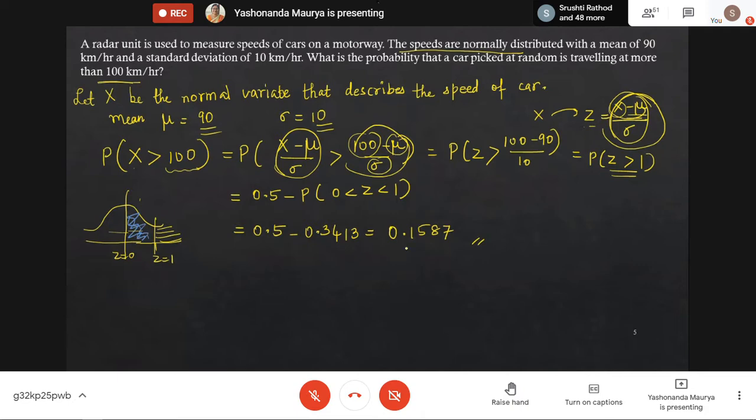Is this procedure clear? So what we are trying to do over here is, first of all, get the expression in terms of the normal variate, then this will be converted to the standard normal variate. And then we can use the Z tables to evaluate the probability. Okay, next.